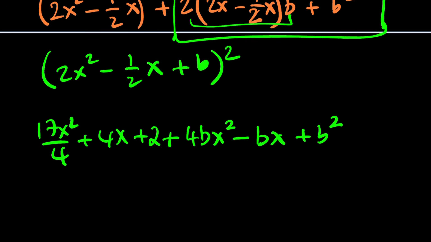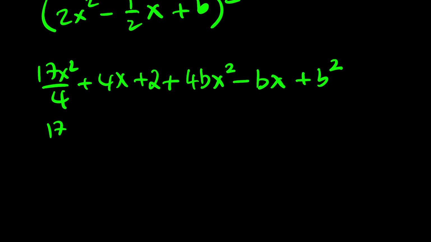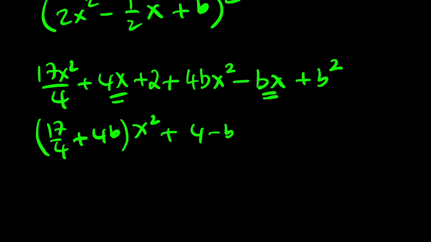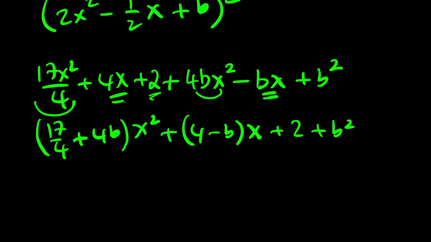So, did I get that right? Minus bx. Yeah, I think so, because we're distributing. Anyway, so now we get the following: 17 over 4 plus 4b, that's the coefficient of x squared, as you can see from here. And then we have these two things, 4 minus b, quantity x, and then plus 2 plus b squared. So we've taken care of these, those, and these again.